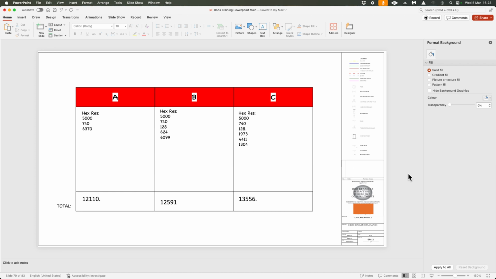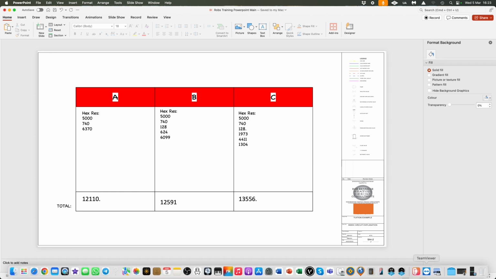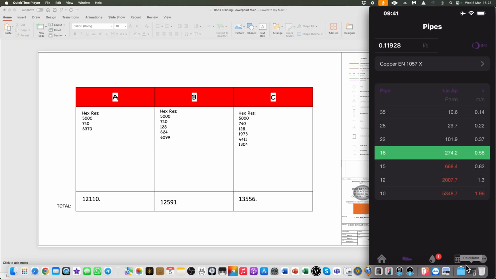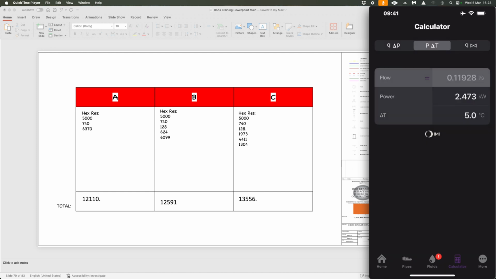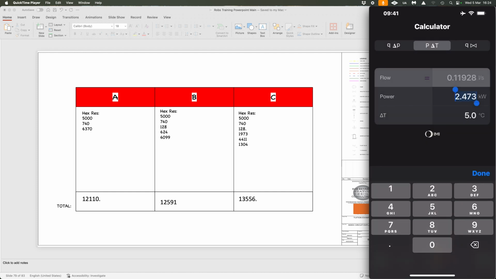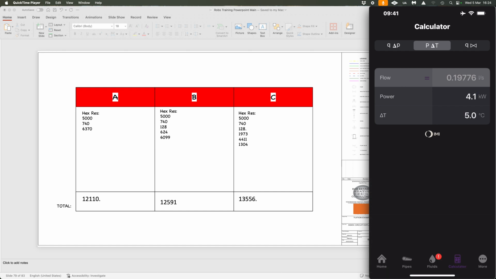But we know that when we're sizing the pump, we had a total heat loss of 4.1 kilowatts, and we need to work out what that would equate to in terms of flow rate. So again, we go to our mass flow calculator, we put in our 4.1 at DT5, and we can see that we need to find a pump that is giving us 0.2 litres per second.